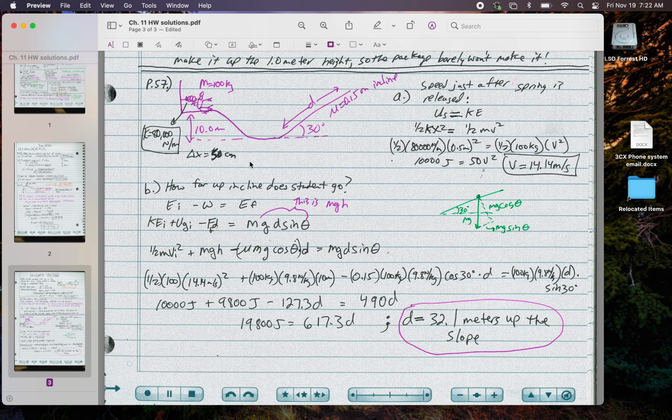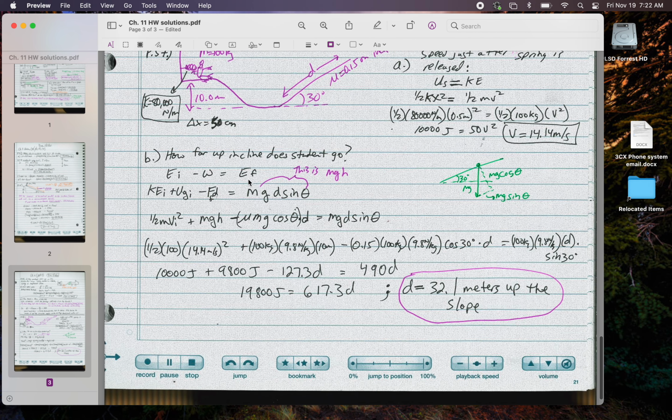So the first thing is figuring out the speed of the person right here based on the spring. That's a very simple problem. Elastic potential energy turns into kinetic energy, 14.14 meters per second. But then to find out how much the person slides up here, we need to look at all the energy here, subtracting off the energy loss due to friction, and recognizing the person's going to end up with some gravitational potential energy over here.